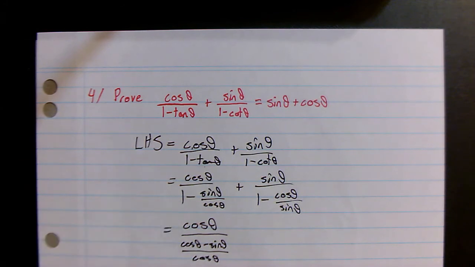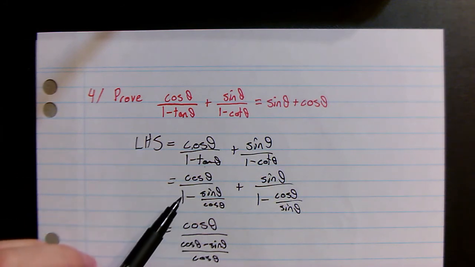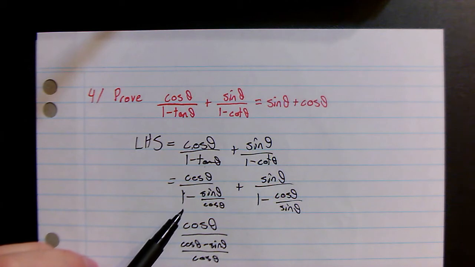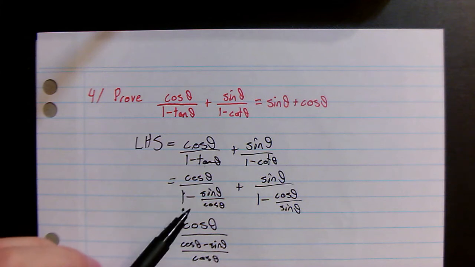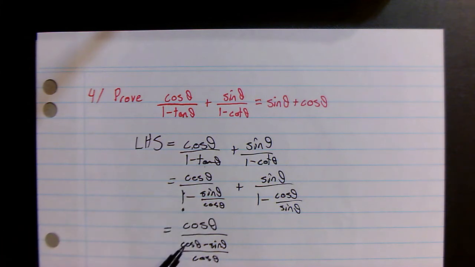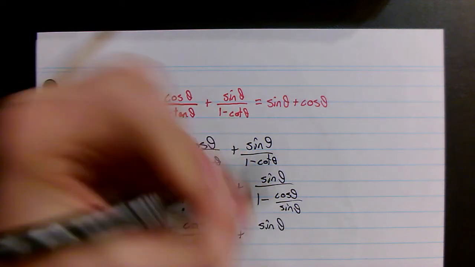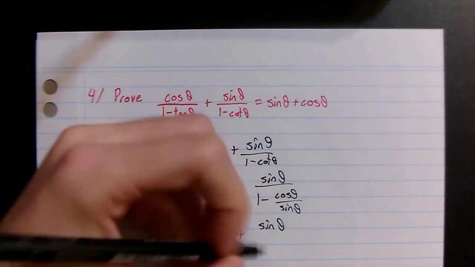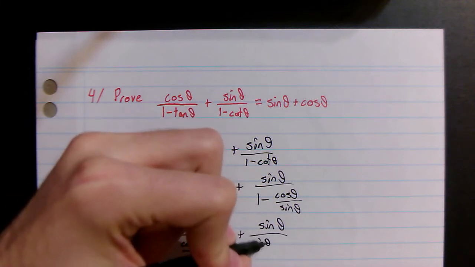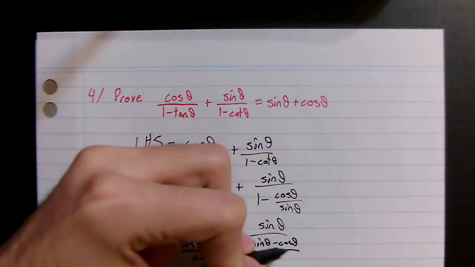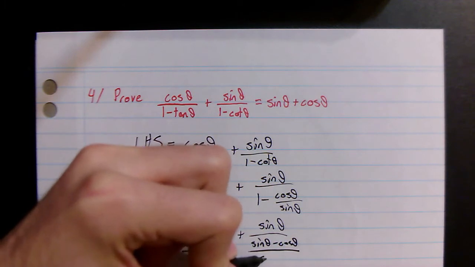Basically, you just want to make them the same denominator. Essentially, this is 1 over 1. So the common denominator you're going to have is cos theta. What do you need to do to this denominator of 1? You times it by cos theta. Using a similar argument, you can get something for this denominator over here, and you say it's sine theta minus cos theta over sine theta.